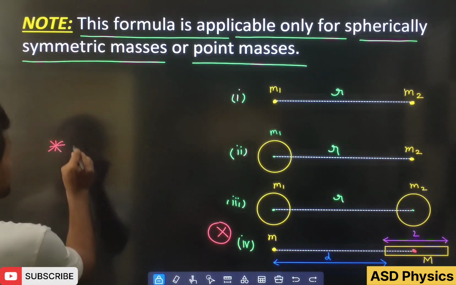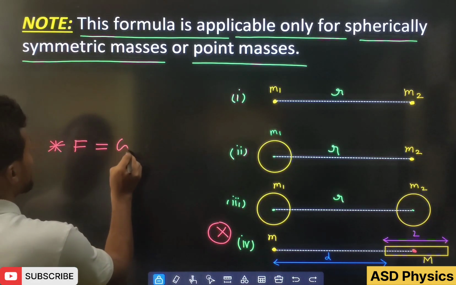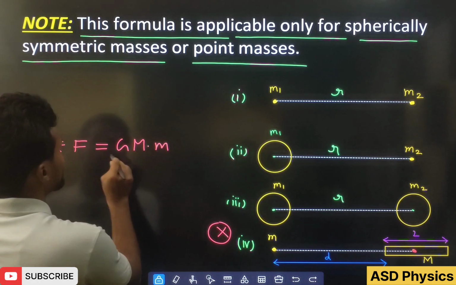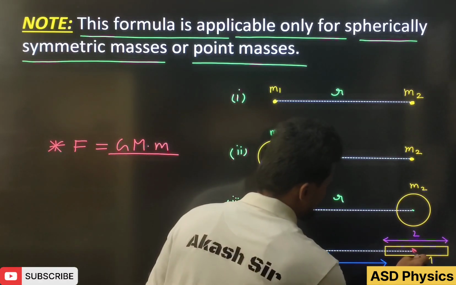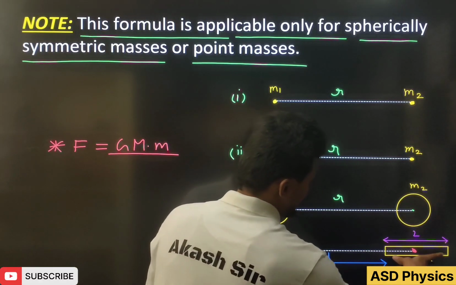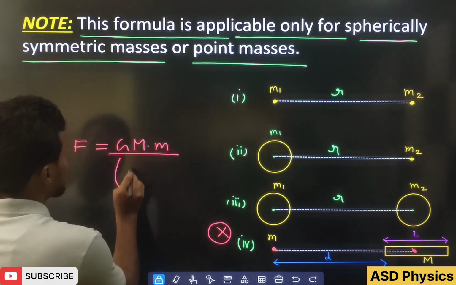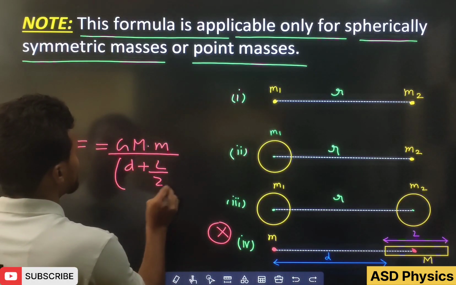And then I will write this formula: F equal to G capital M into small m by, this is the mass and this is the center of mass of the rod. This is D. This is L by 2. So I will write here like this, (D plus L by 2) whole square.